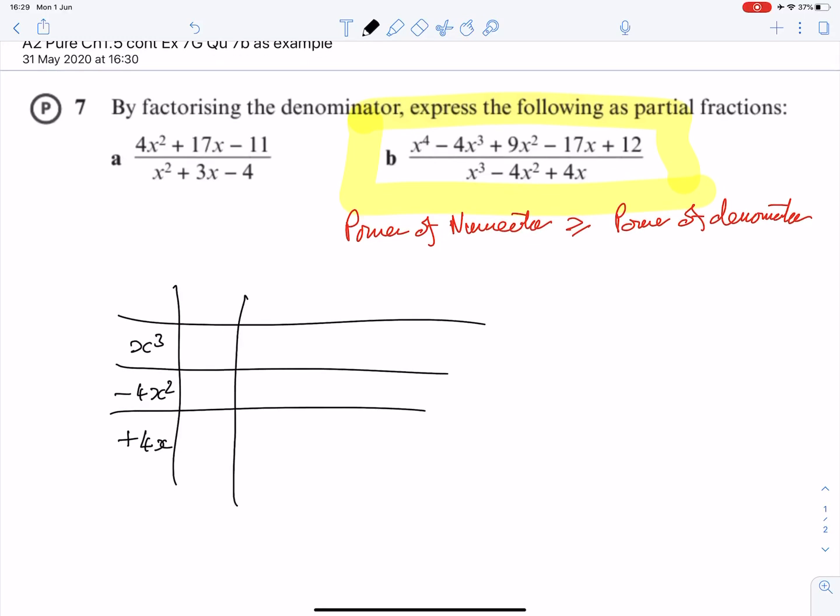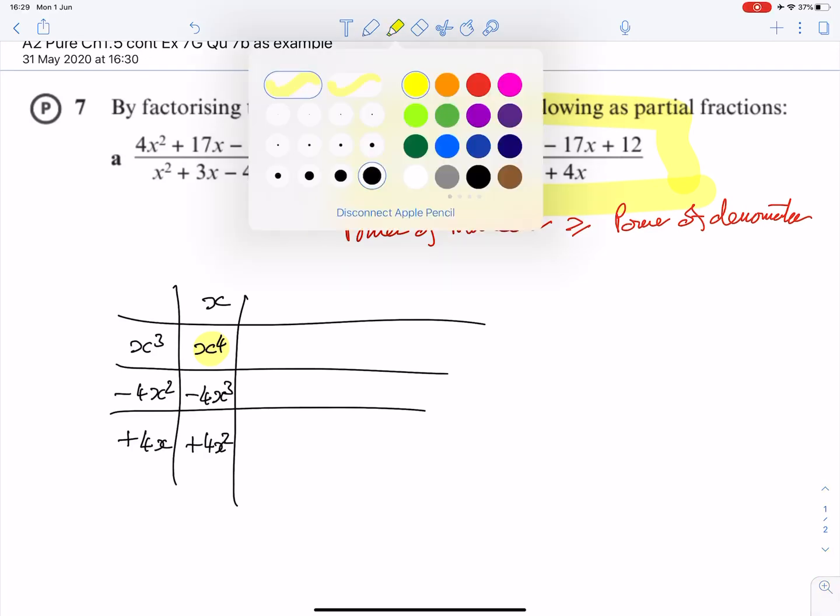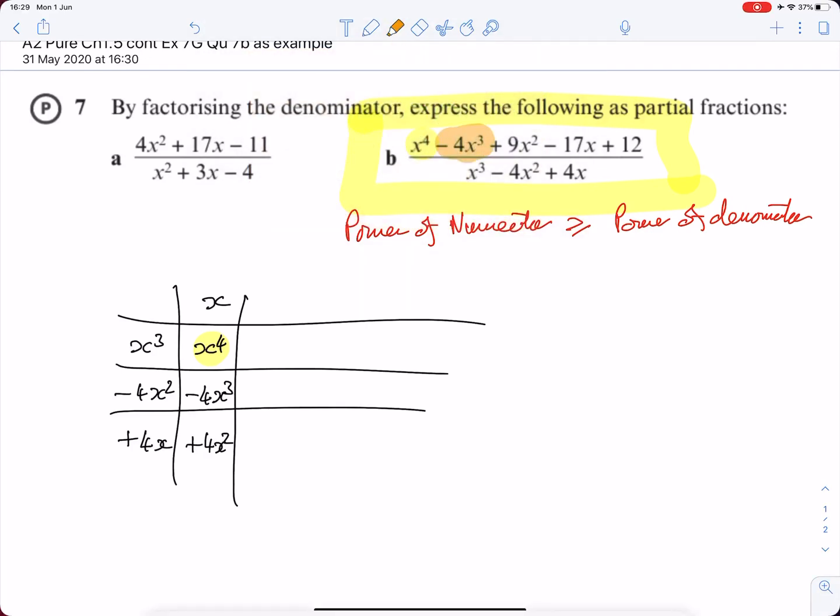And we've got x to the 4 here to start with. So x to the 4 divided by x cubed gives us x. So we've got minus 4x cubed plus 4x squared. We want exactly minus 4x cubed, and that's what we've got, so we don't need to do anything else there. So we won't get anything filled into that box.